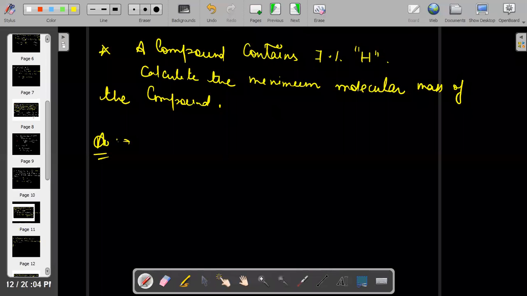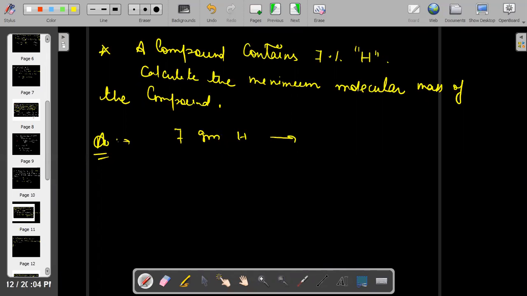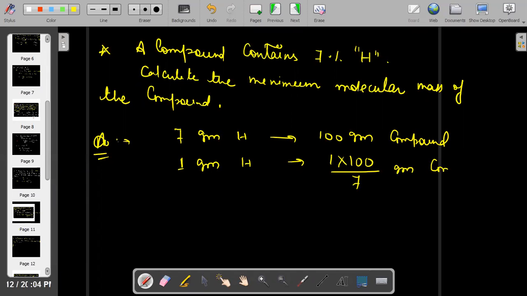Okay, let's solve. Means what? 7 gram of hydrogen is present in how many gram of the compound? 100 gram of compound. Is it clear? So for the minimum molecular mass, what is the minimum atomic mass of hydrogen? 1 gram. So 1 gram of hydrogen will be present in 1 into 100 divided by 7 gram of compound. 100 divided by 7, approximately 14.2. This is the answer. Clear?